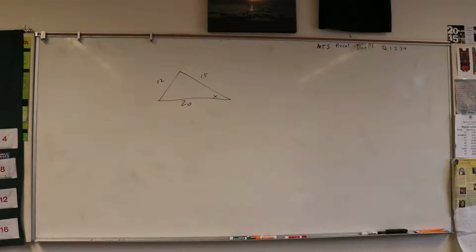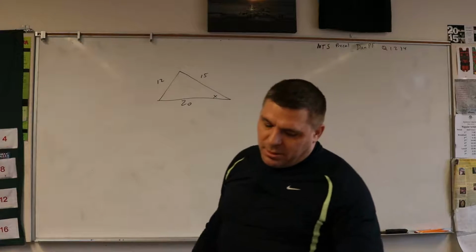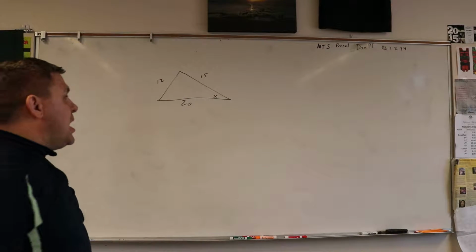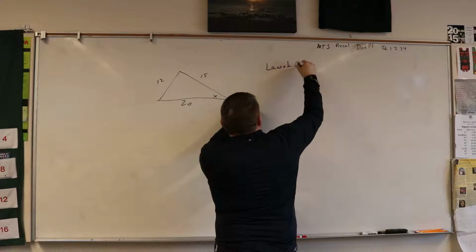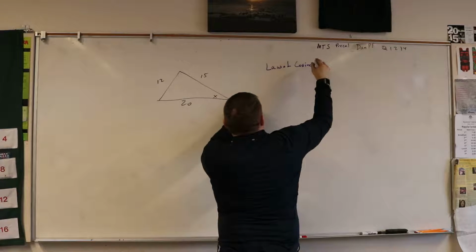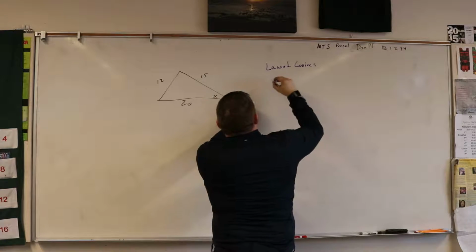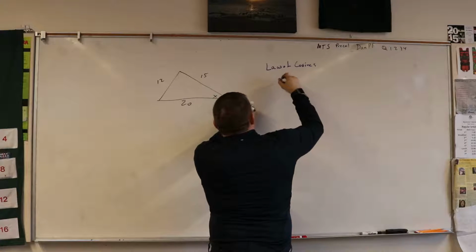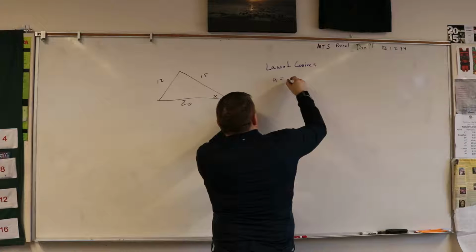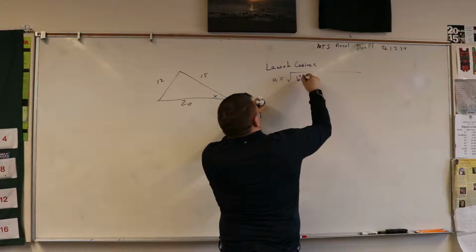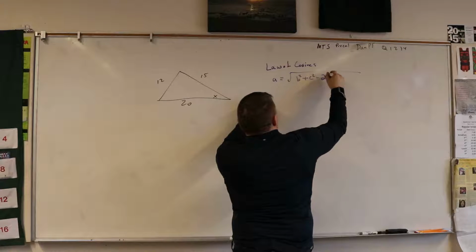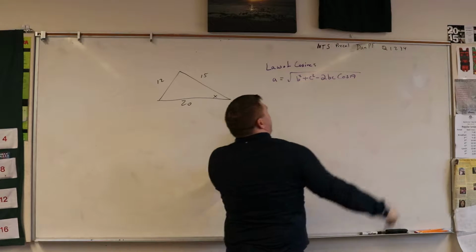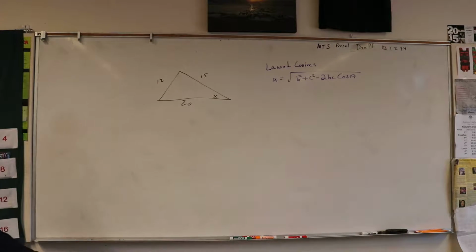So this is the law of cosines. The law of cosines is as follows. If you're trying to find the side, then A is equal to the square root of B squared plus C squared minus 2BC cosine A. That's to find a side.